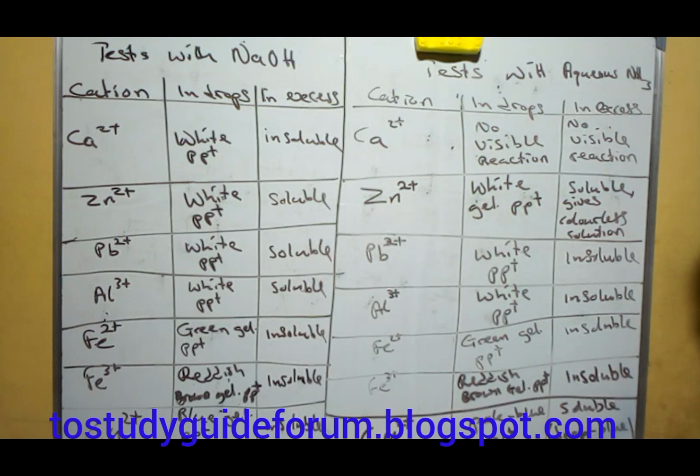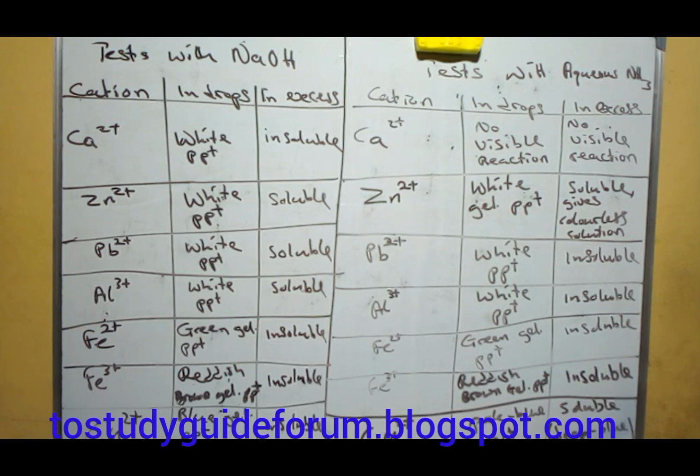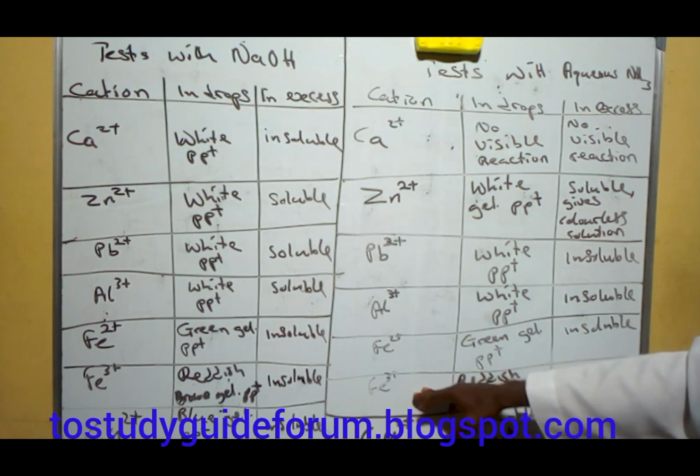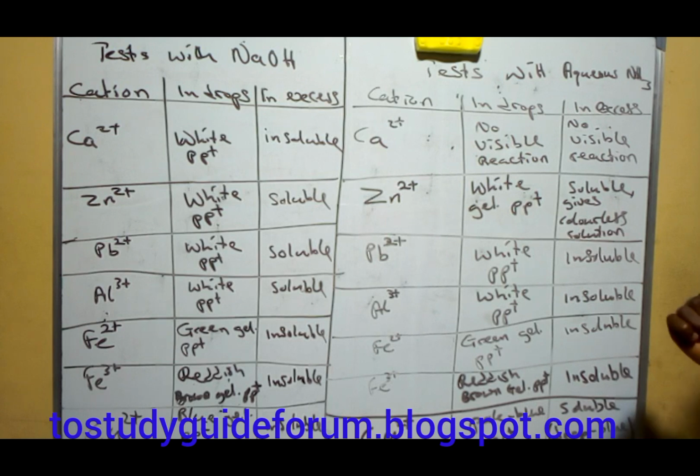Now we can also go down to iron 2. This will give a green gelatinous precipitate which is insoluble in excess. Then we come down to iron 3. We have a reddish brown gelatinous precipitate which is insoluble in excess.